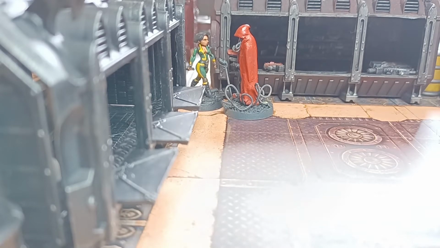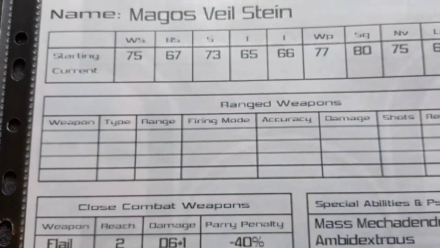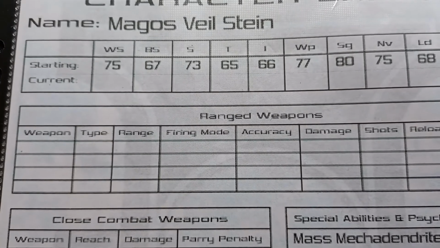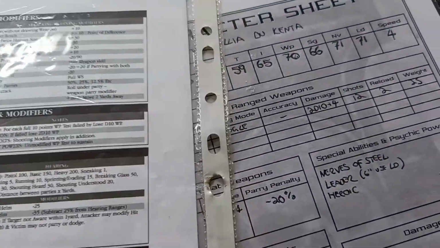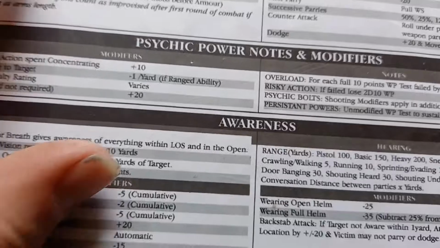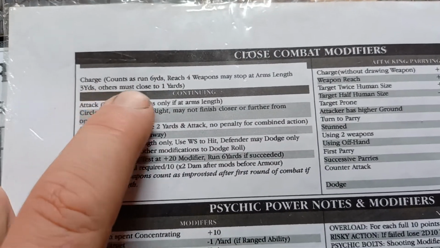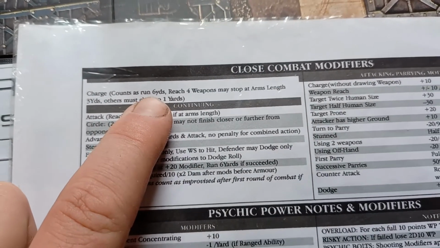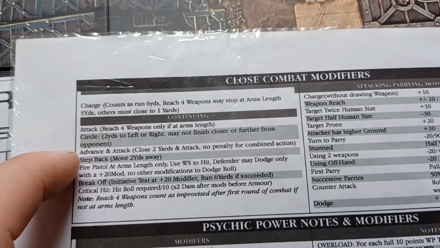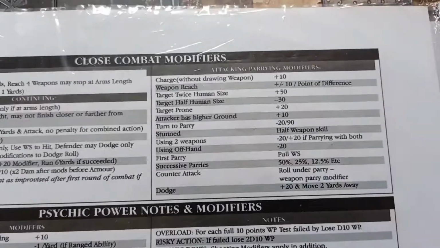So, combat. Combat is very similar to shooting, in the fact that you're going to roll your weapon skill and then see if you can actually hit. There are a plethora of modifiers. So when you charge, it counts as 6 yards, must stop within an inch, a yard. So it was 2 actions to charge. So these are the things they can do in combat, but here's the modifier.